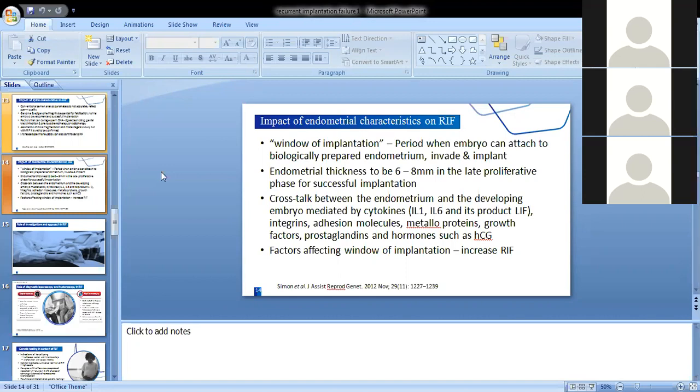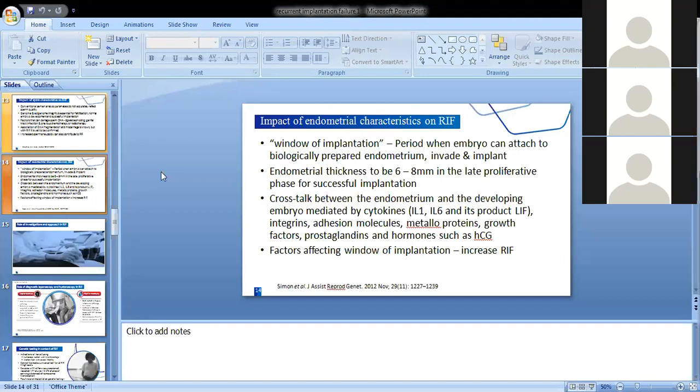And several studies have been there. It is shown that 50 to 60% of endometriums actually are in the phase of that window of implantation when we are deciding our date of FET. Almost 40% or so of endometriums are out of that phase. There may be pre-receptive or there may be post-receptive endometriums.